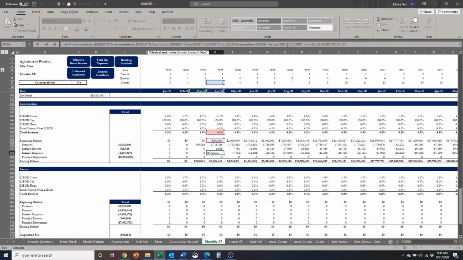If we choose actual 365, it takes that interest rate, divides it by 365 days, and then multiplies it by the number of days between the current period and the previous period. And then the last method, the 30-360 method, takes that interest amount, divides it by 360 days, and then multiplies it by an average of 30 days.